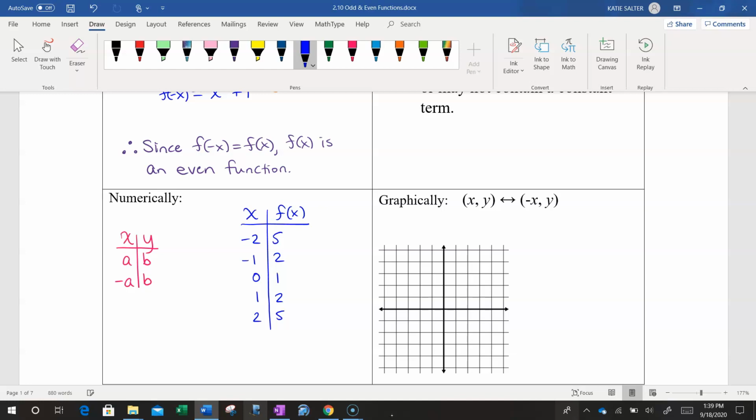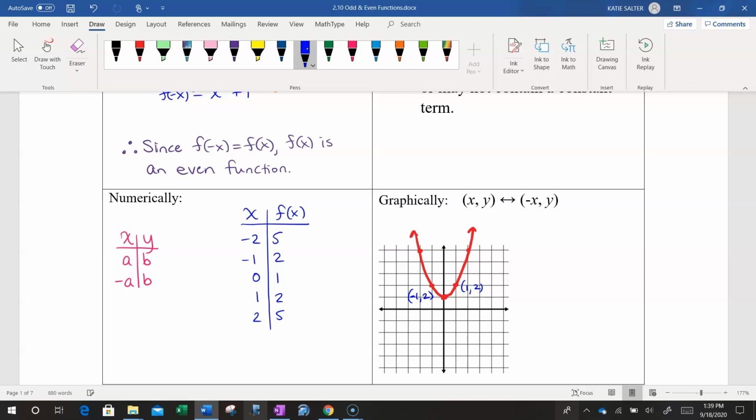And graphically, we can see it too. If we look at it graphically, this is just our basic quadratic function shifted up 1. And then we go out 1, up 1, out 2, up 4. It's just our basic parent parabola shifted up 1 unit. And so we can see graphically that for every point, like right here, you've got the point (1, 2). We also have the point (negative 1, 2). And that's what makes it symmetric about the y-axis.